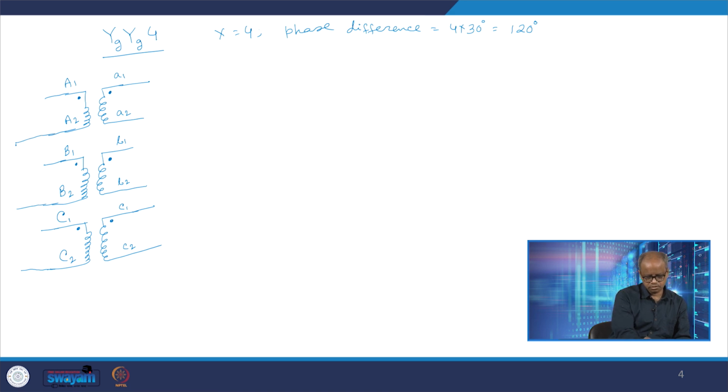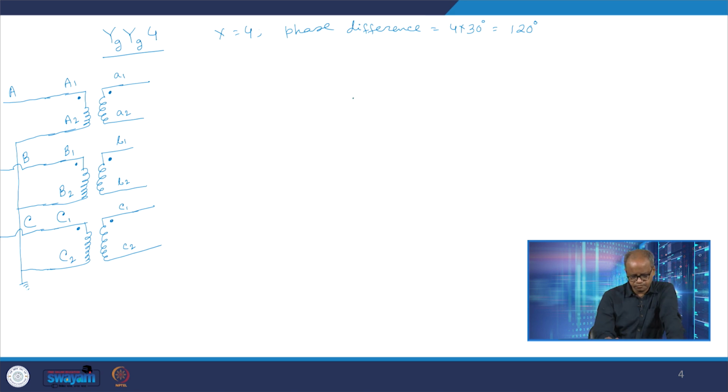So I simply ground it, and I say that this is phase A. I say that it is phase B, and I say that it is phase C. So again we have done the same thing. We have basically tied the terminals A2, B2, C2 together, and then we simply take from the A1 terminal phase A, from the capital B1 terminal phase B, and from capital C1 terminal phase C.